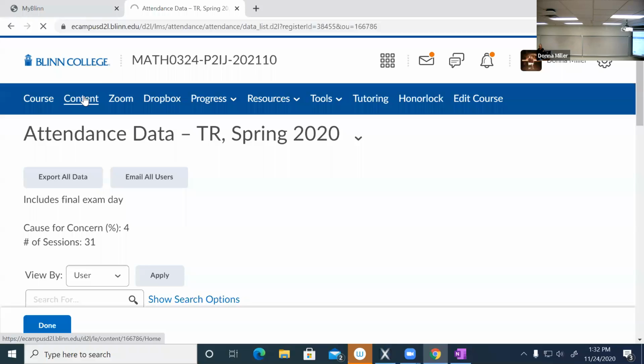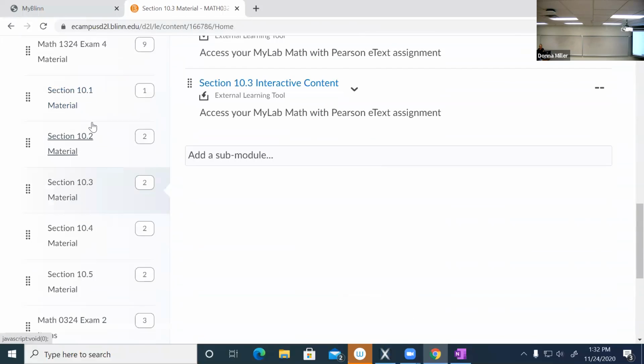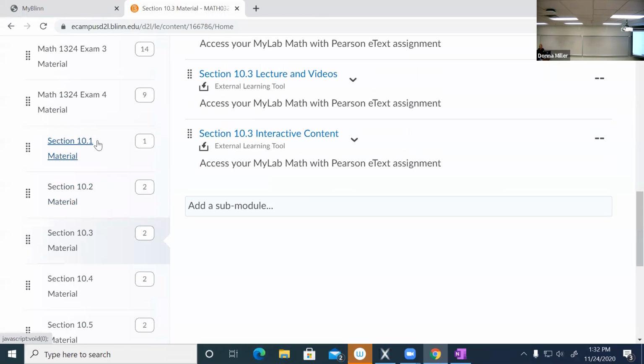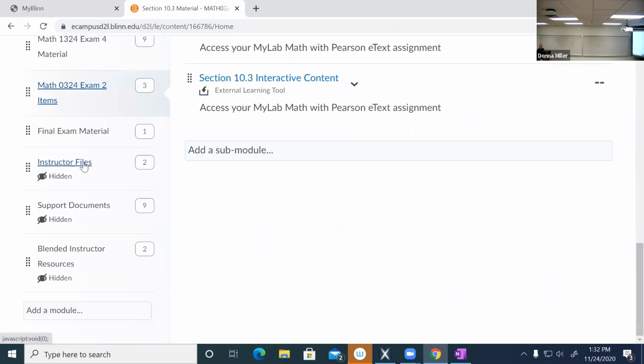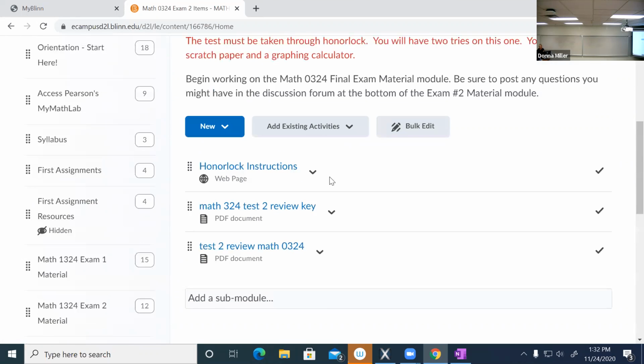This is what I want. So if you want to know where the test review is, you go to content. I go to exam 2 items. Once I find it, and there we are. And there's a review key in the review. So we're going to talk with the review today. Whatever we don't do today, I would go over it and make sure you can do it all.